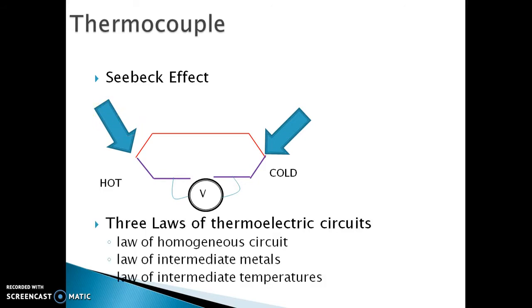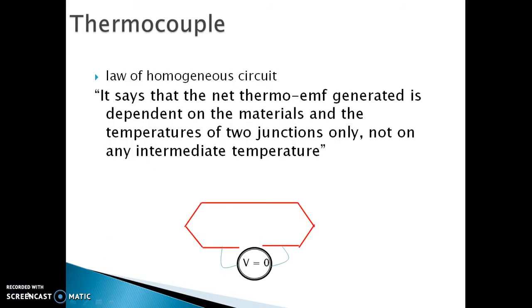To understand thermocouple, there are three laws of thermoelectricity: the law of homogeneous circuits, the law of intermediate metals, and the law of intermediate temperatures. Let's look into the law of homogeneous circuits. It states that the net thermo EMF generated is dependent on the material and the temperatures of the two junctions only, not on any intermediate temperature.